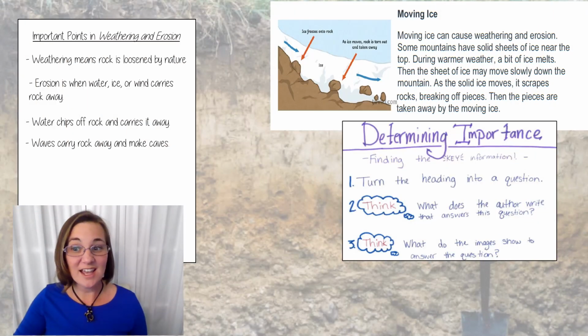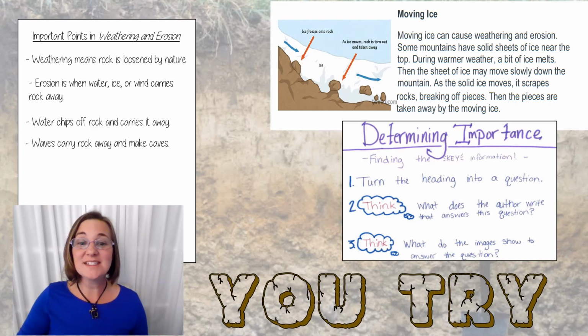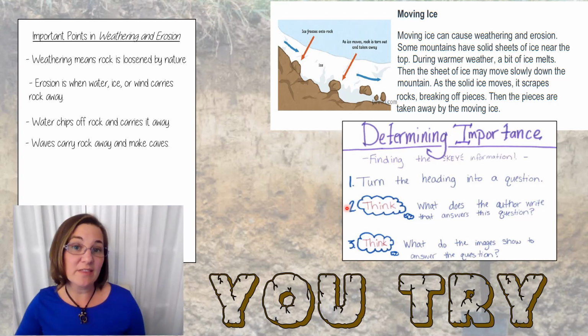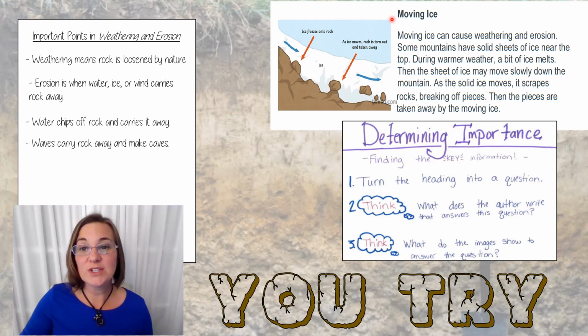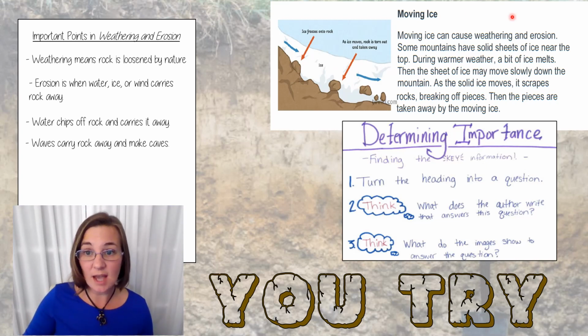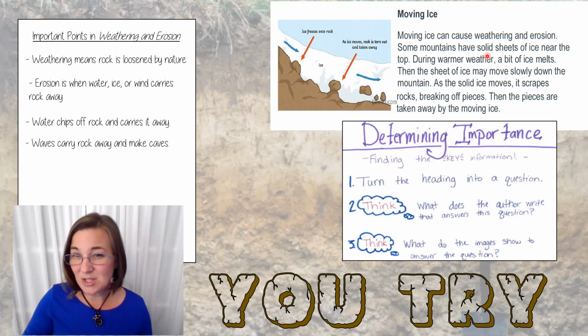All right, second grade, now it's time for you to try. On the next Nearpod slide, you're going to see this page as a Draw It slide. I want you to follow our steps to find the most important points in this section of the article. You're going to turn the heading into a question and type the question right here using the typing tool. Then you're going to think, what does the author write to answer that question? Just summarize it. You don't have to type everything, but what does the author tell us about the answer to your question? And jot it over here.